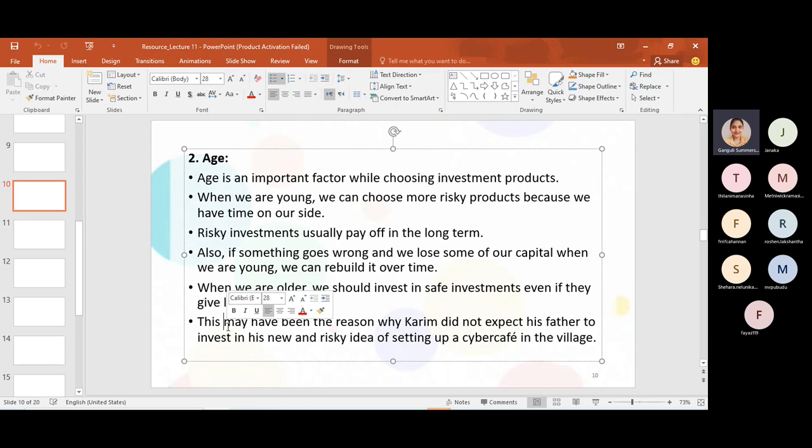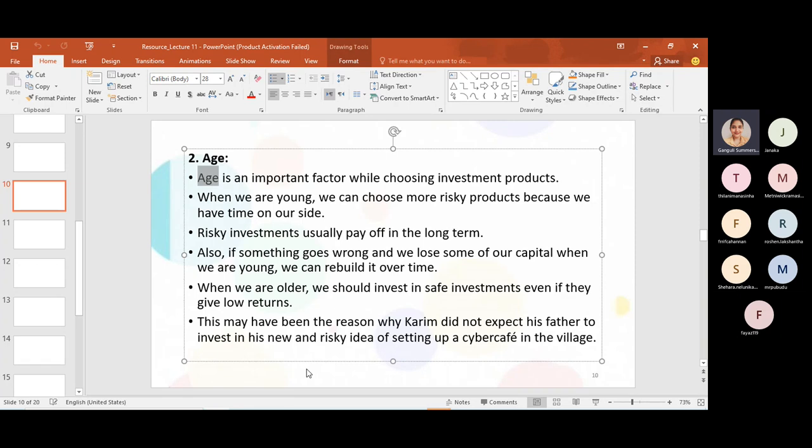Like, why did Karim not expect his father or mother to invest in his business? Okay, because this is the reason. Okay, the age is the reason. Because what Karim does is very risky, right? What Karim is doing, a business, is risky, right? Because when you are doing a business, the outcomes are always unsure. Anything can happen, like success, failure, anything can happen.